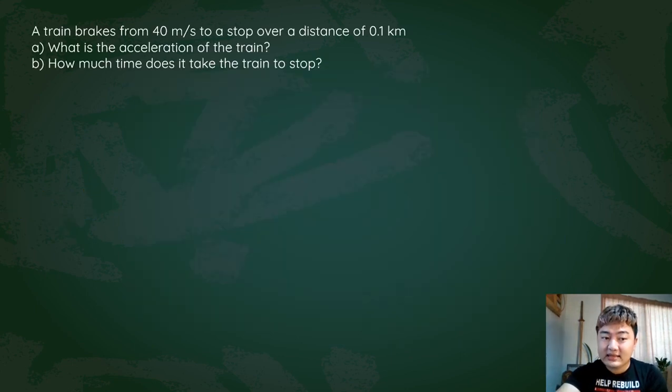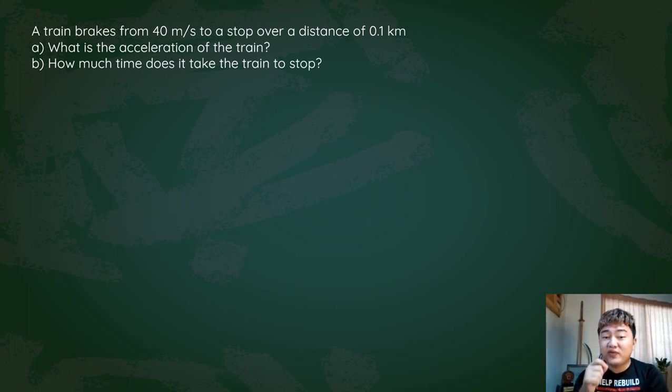So let's take this example. A train brakes from 40 meters per second to a stop over a distance of 0.1 kilometers. What is the acceleration of the train and how much time does it take the train to stop? What you need to do first is, of course, to analyze the problem or make use of the keywords that are present in the problem.